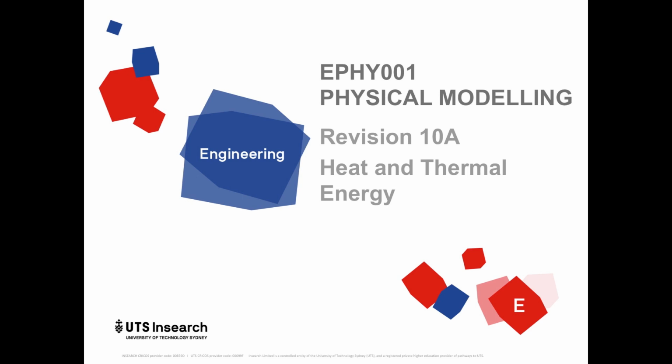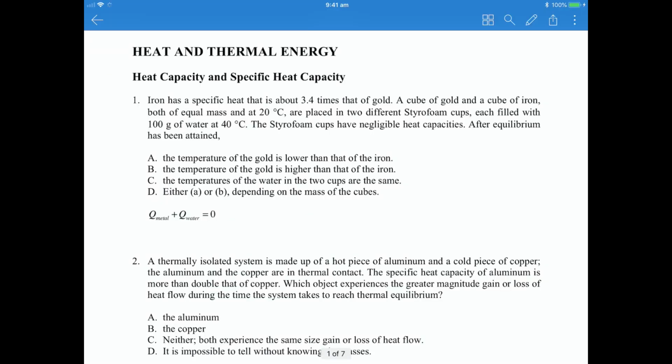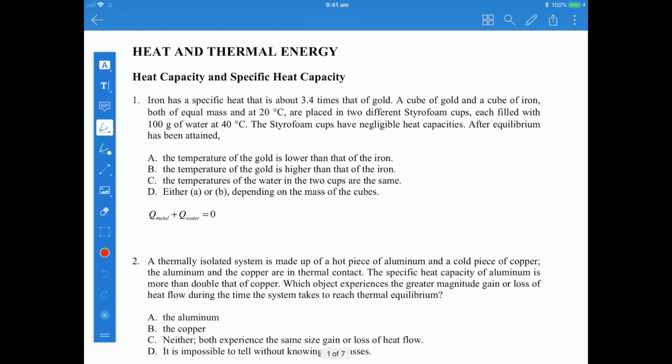This is the revision exercise 10A on heat and thermal energy. Number 1. The specific heat of iron is about 3.4 times that of gold. So, specific heat of gold. Now both of them have the same mass at 20 degrees Celsius.